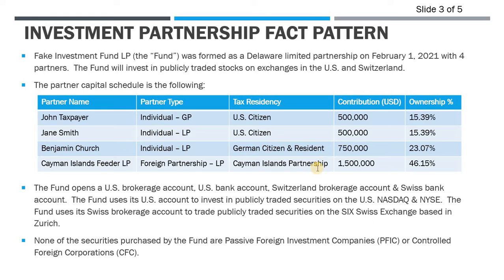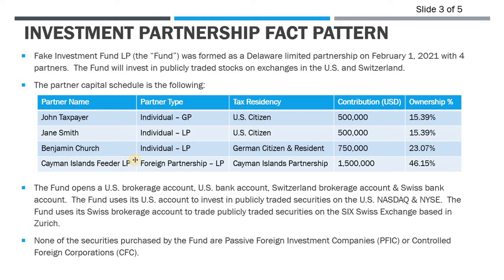Now, the partner cap schedule looks something like this, and the reason why these elements here, partner type and residency, are relevant is because it impacts the tax attributes of the fund, right? So John, he's a U.S. citizen, U.S. tax resident. He put in $500,000. Jane, also a U.S. citizen individual. She put in $500,000 in cash.